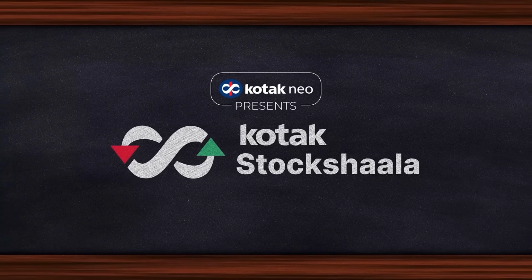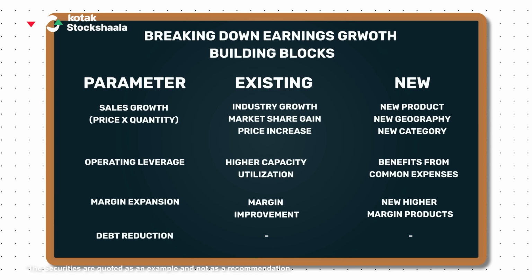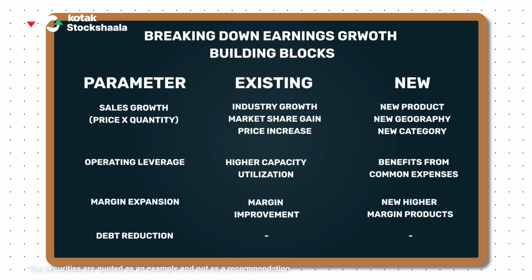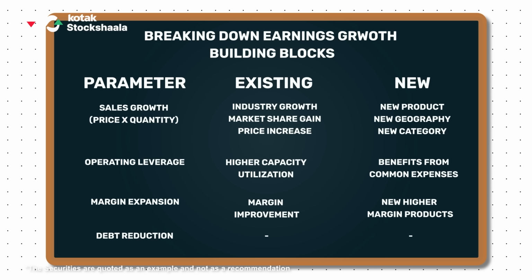Now we are going to further dissect it, understand how this 4-cylinder model can be used practically and how you can, as an investor, dissect any company which you want to through this framework. So let's go to the PPT and let's understand what are the parameters for all these 4 cylinders of earnings growth. So the first thing which you need is sales growth, that is price into quantity, right?